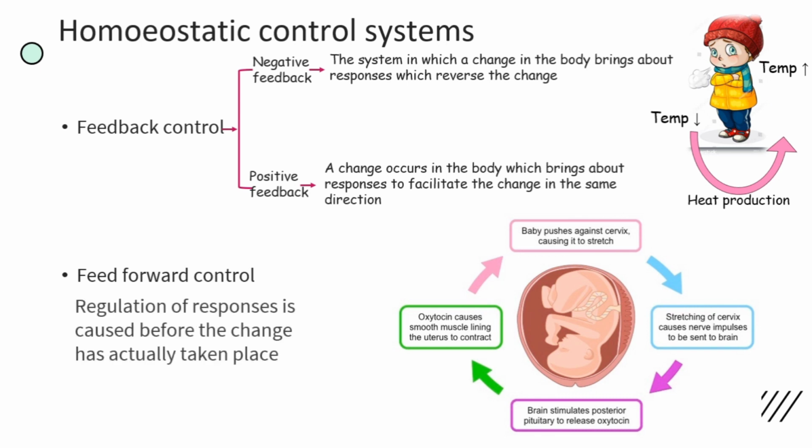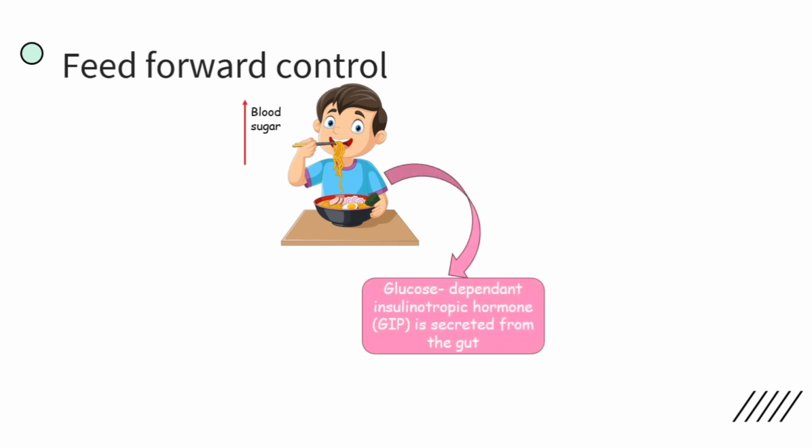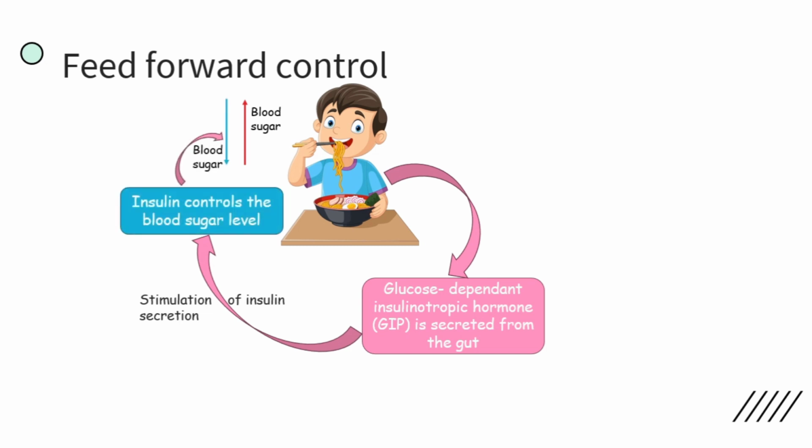Next is the feed forward system. In this system, regulation of responses is caused before the change has actually taken place. For example, when a meal is taken, our sugar level tends to increase. This is a normal mechanism. But we need to maintain the normal sugar level in order to maintain stability, right? So as soon as the meal is taken, a hormone called glucose dependent insulinotropic hormone, GIP, is secreted from the gut that stimulates insulin secretion. This insulin will be needed to control the blood sugar level, which is expected to increase after the meal. So this is a feed forward system.